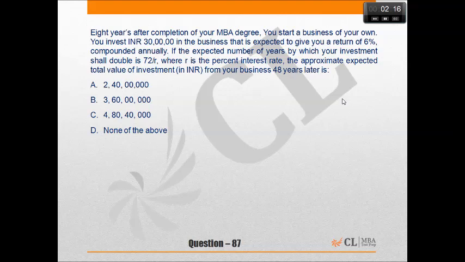8 years after completion, you start a business of your own. You invest 30 lakhs in a business that is expected to give you 6% return compounded annually. Expected number of years by which your investment will double, rule of 70. So you're 72 by 6, which is 12 years, your investment will double. Okay, so 30 lakhs is there.